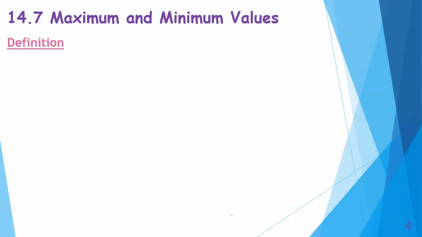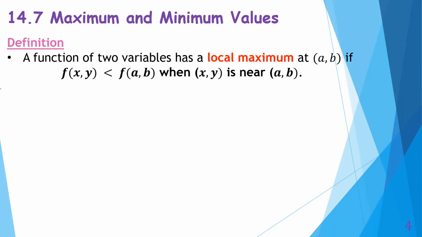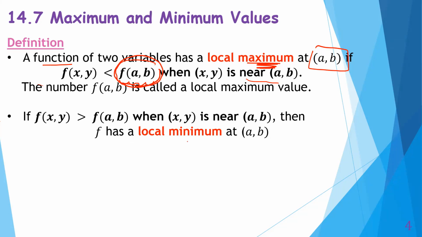Analytically, now we say that a given function f of two variables has a local maximum at a given point (a, b). What does it mean? It means that f(a, b) is greater than or equal to f(x, y) for any (x, y) close to (a, b). So the largest value of f is achieved at the point (a, b). This is a local maximum. In the same way, f has a local minimum at (a, b) when f(a, b) is the smallest value for the function f in a neighborhood of the point (a, b).